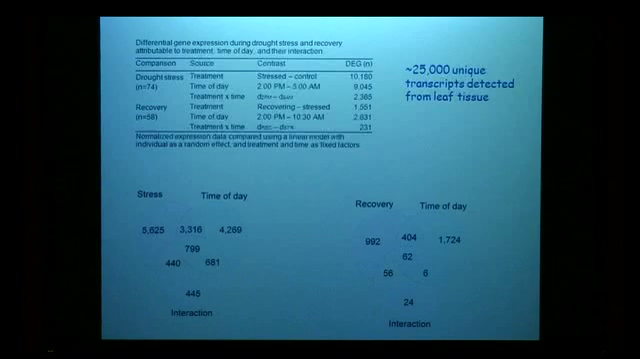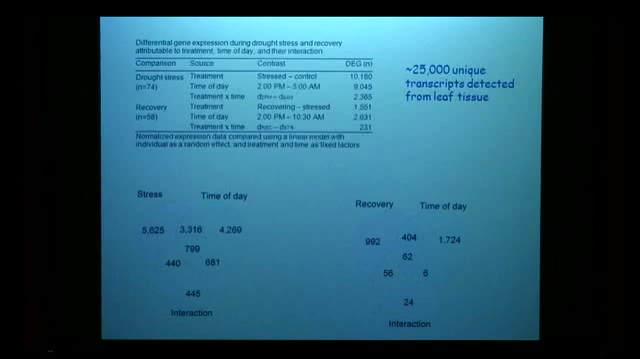We see several thousand genes, almost a comparable number of genes, that show a circadian pattern, so differences between pre-dawn samples and midday samples. And then we see several thousand genes that show a treatment by time interaction. So these are genes that are differentially expressed in response to the soil drying, depending on whether it's in night conditions, early morning conditions, or midday.